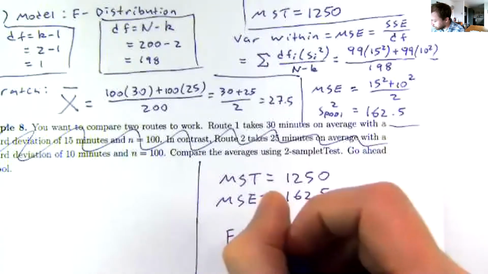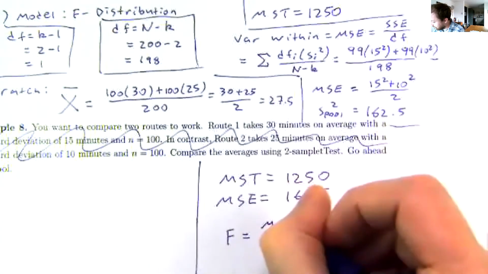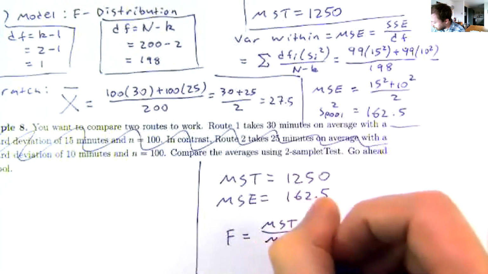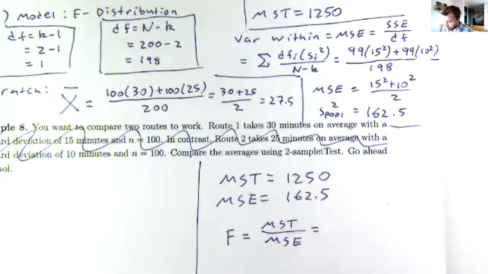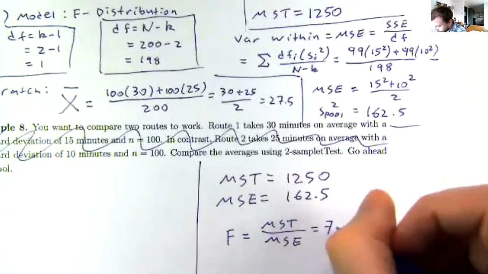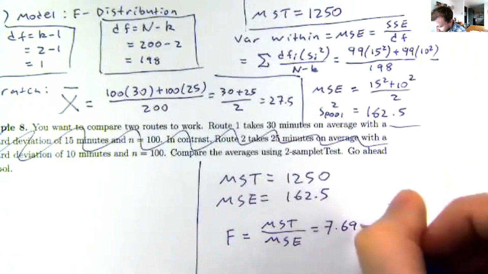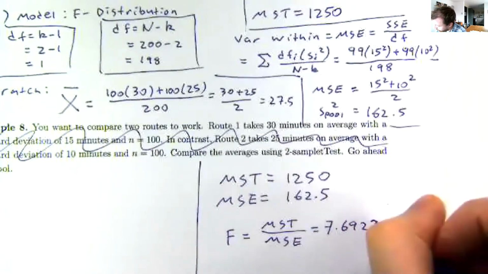My F ratio is my MST divided by my MSE. When I do this division, 1250 divided by 162.5, I get an F of about 7.6923 or so.